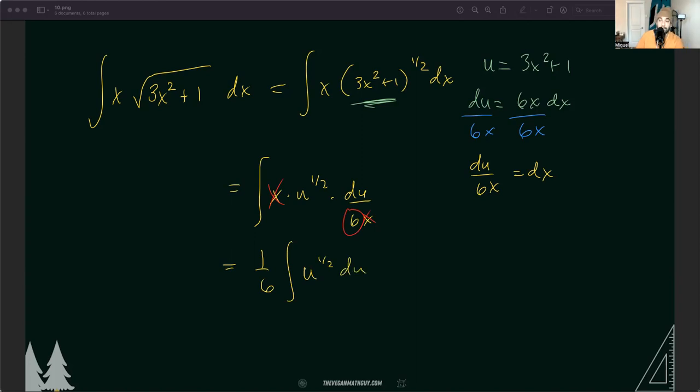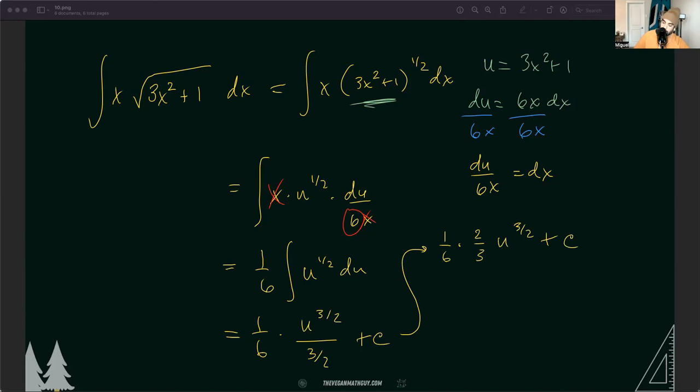And this is very similar to the second integral that we did when it came to the power rule. We're just going to add 1 to the power and then divide by the new power. So that'll be 1/6 times u to the 3/2 over 3/2 plus c. Let's rewrite this just a tiny bit. And now we have 1/6 times 2/3 u to the 3/2 plus c.